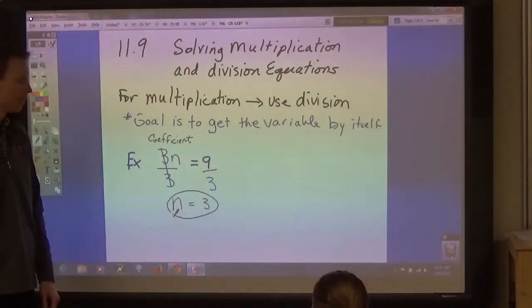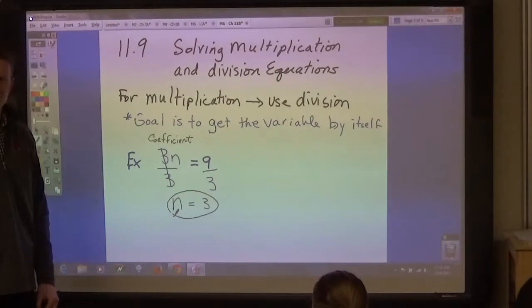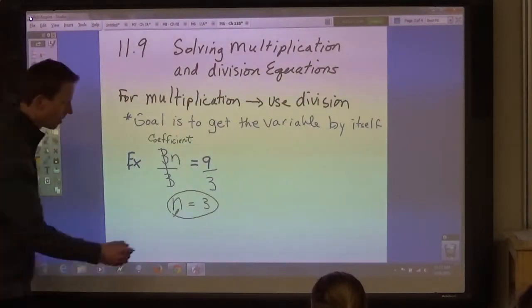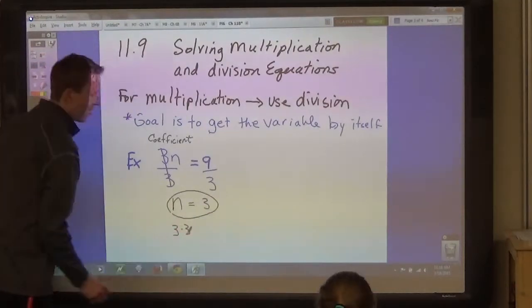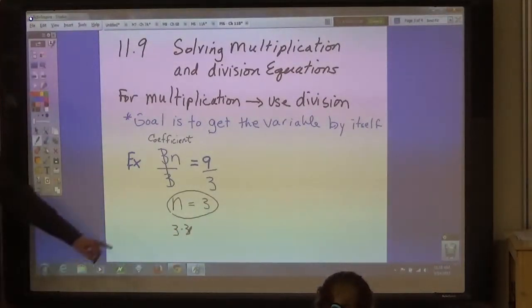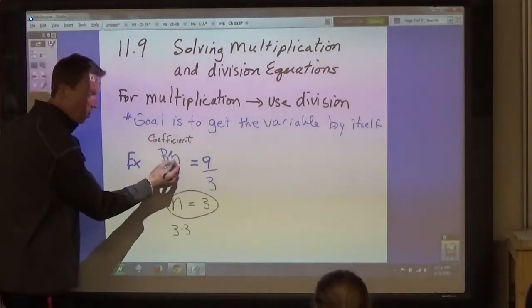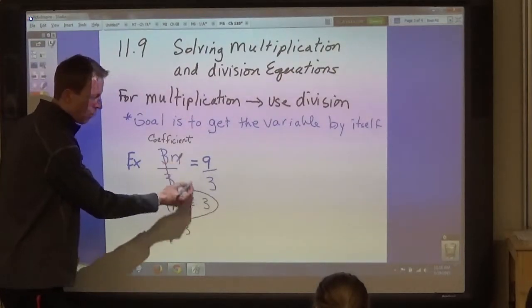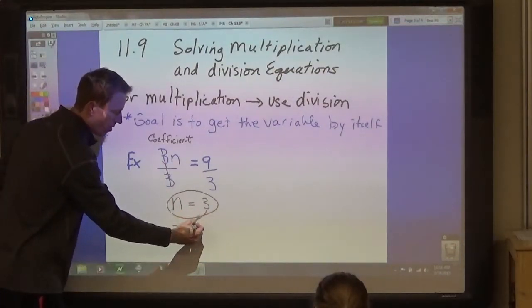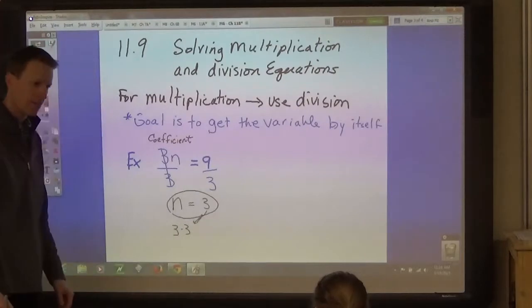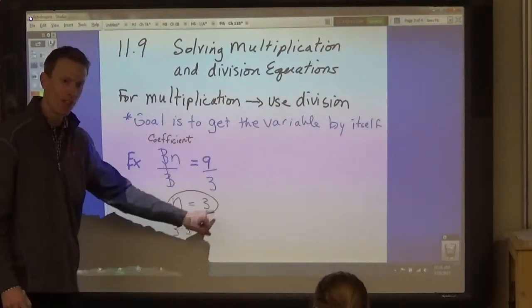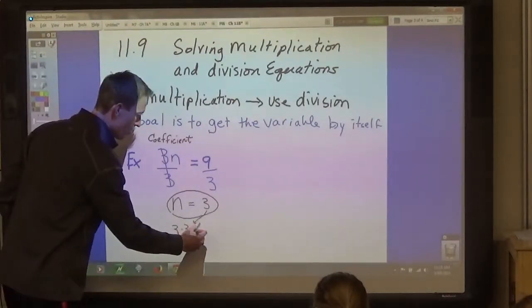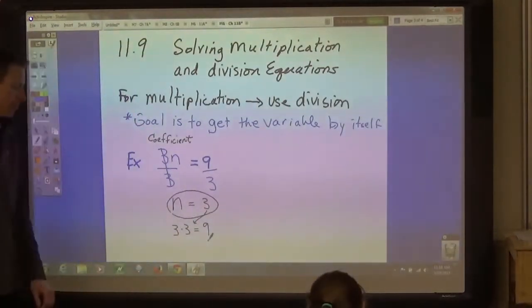How would we check it? Sam? 3 times 3. Good. Since this means 3 times n, we would replace n with our solution. I said that backwards. And that proves it.